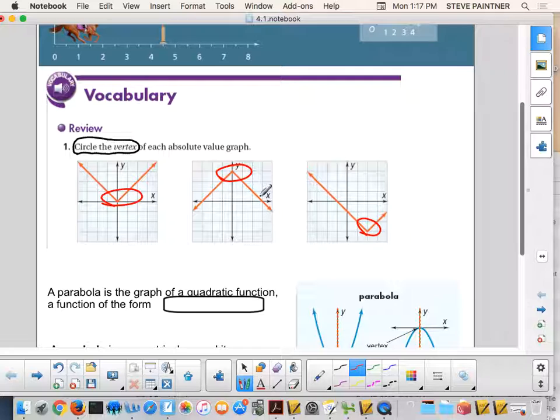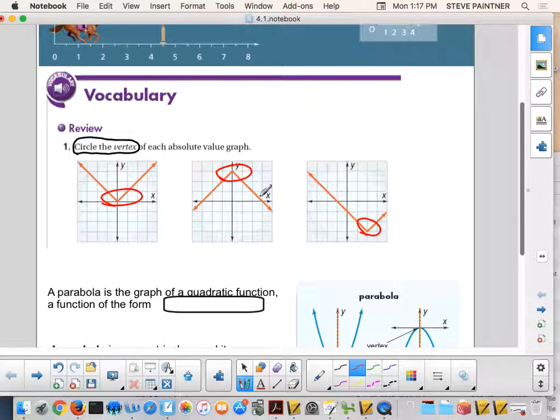Where it changes. That's why it changes direction. Changes directions. Okay, what? Where they intersect. Okay. Guess what I'm trying to make you say? It's the highest point or the lowest point. I was hoping you'd say that because that's what we're talking about in chapter 4.